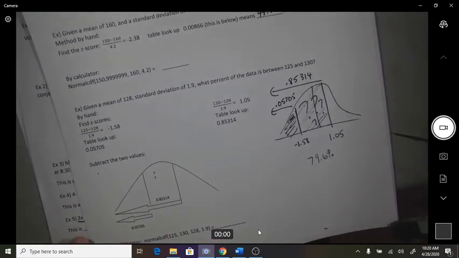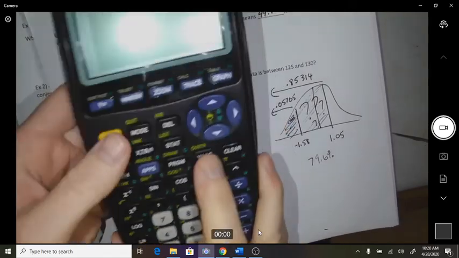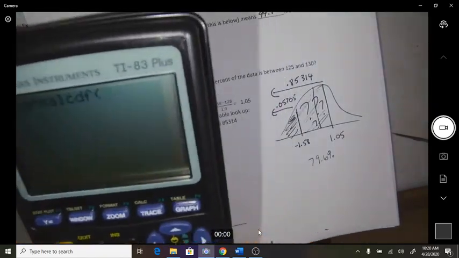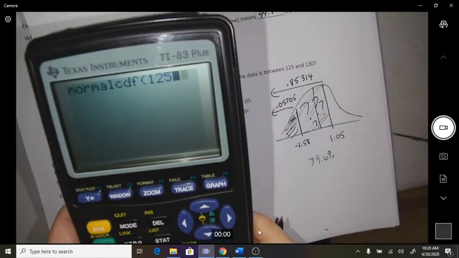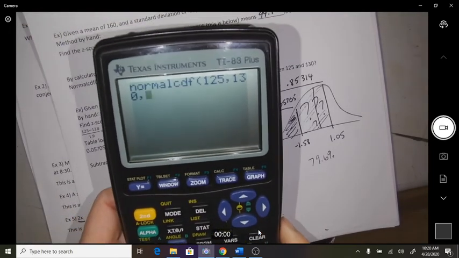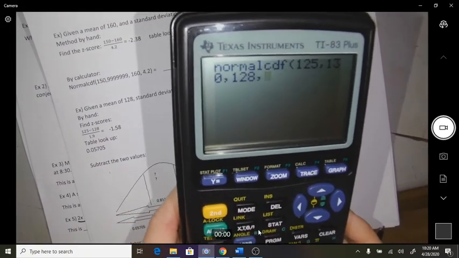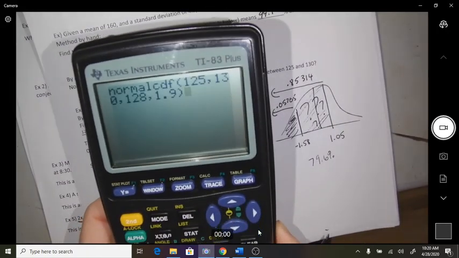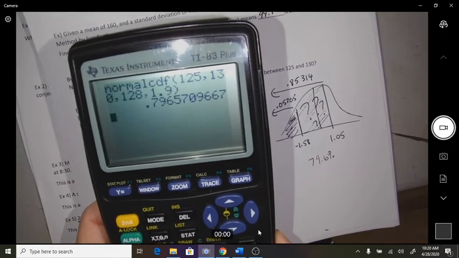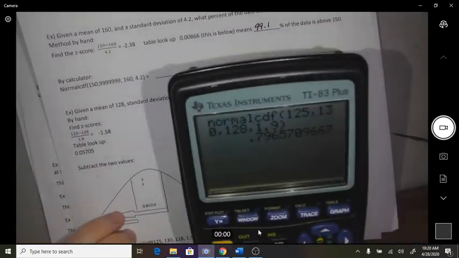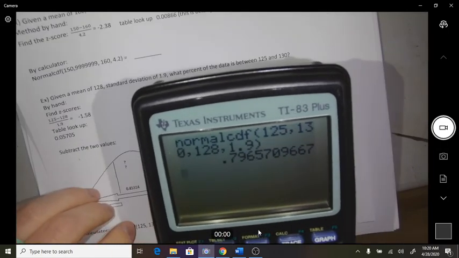Okay, obviously this is going to be way faster in the calculator. Distribution, CDF. So lower bound to upper bound, so between 125 and 130. The mean, the standard deviation, and there we have it. 79 point, well this would go to 7. Sometimes they are just a decimal off. And that's it.